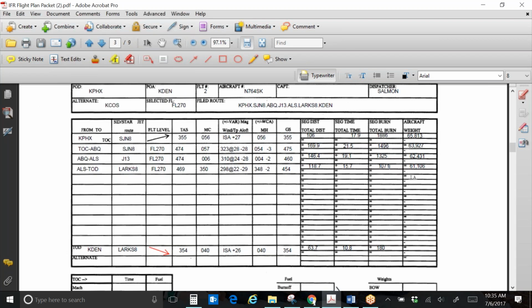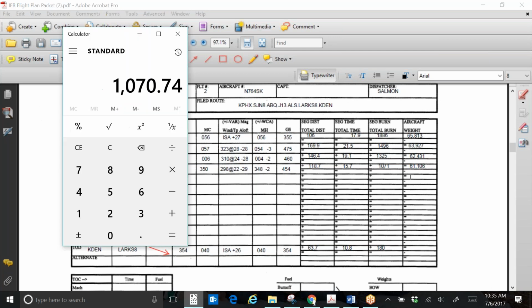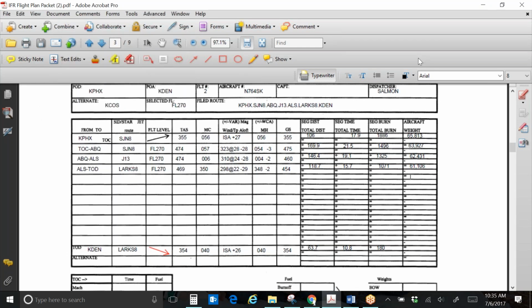Now let's round up our weight. So 61,106 minus 1071 puts us at a weight of 60,035. Okay, that's what we weigh there.